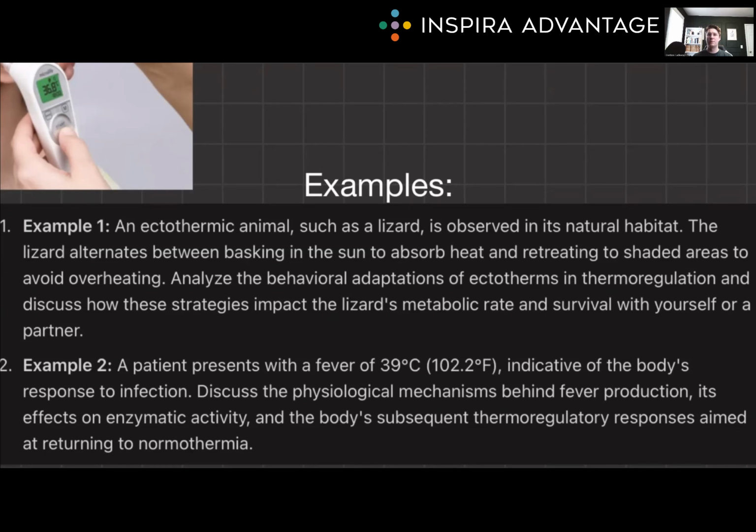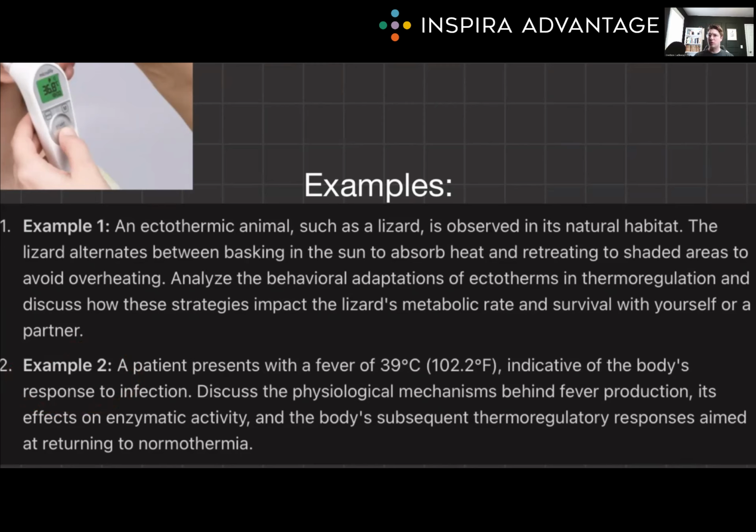In cooler temperatures, the metabolic rate slows, reducing energy expenditure and conserving resources. Conversely, warming up in the sun speeds up metabolic processes, enabling the lizard to be more active, hunt, and escape predators efficiently. This delicate balance between energy conservation and optimal metabolic functioning highlights the critical role of behavioral thermoregulation in ectotherm survival and reproductive success. Now, on to example 2.